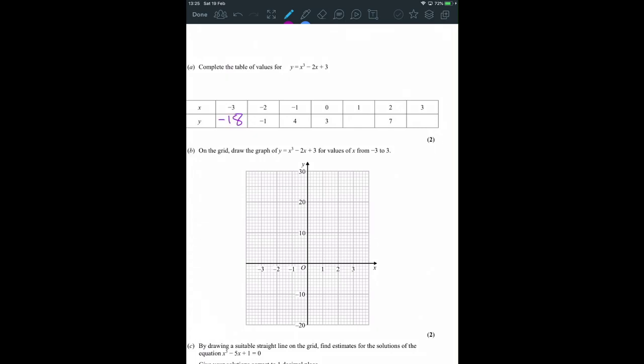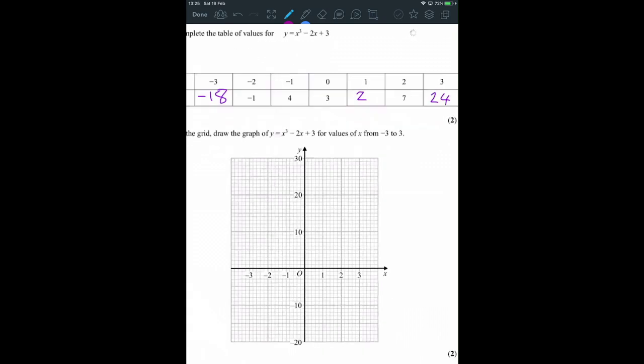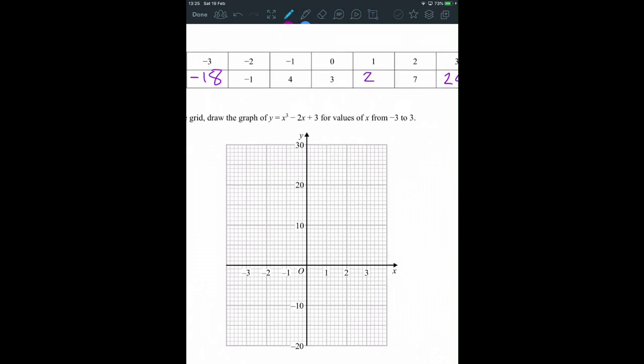Do the same for 1. 1's quite a nice one. That's much easier to type in. And then finally subbing in 3, 24 over there. Now we want to draw the graph for those values. Now we need to plot these accurately. You're going to have a much better job, of course, with pencil with the real paper.